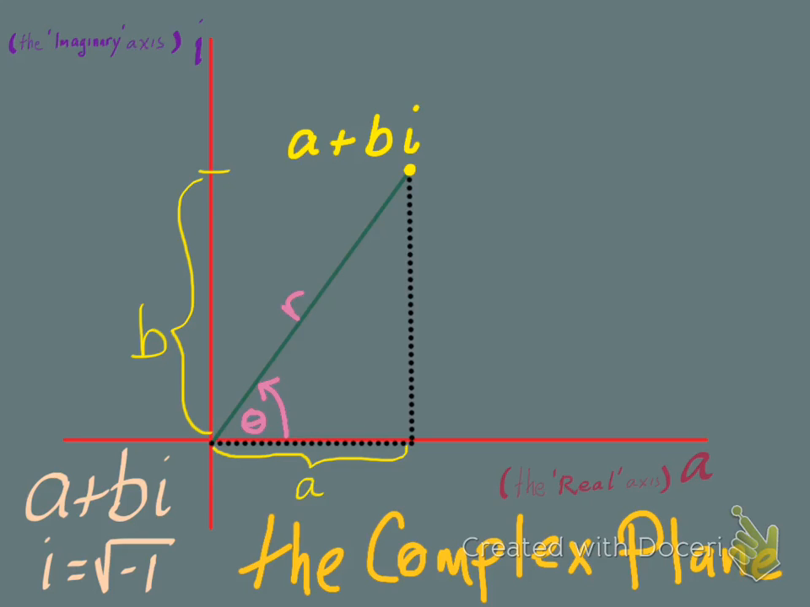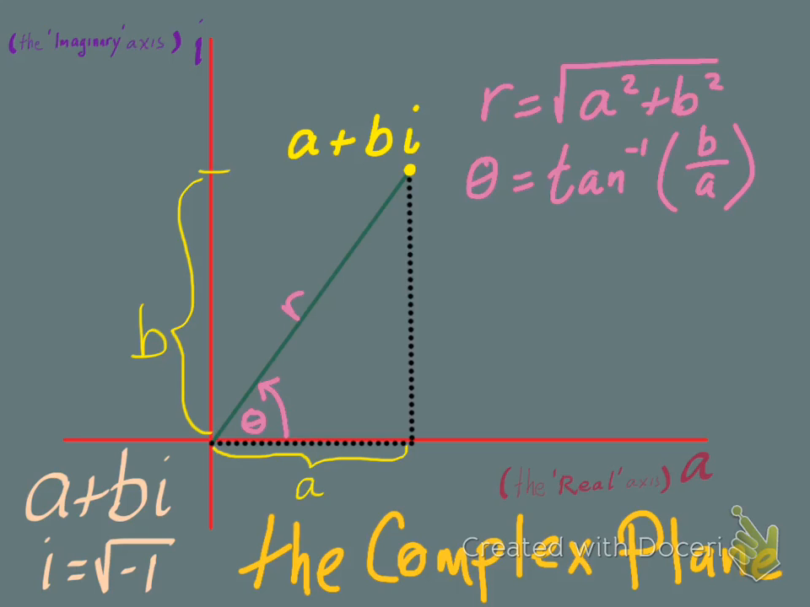It looks a little bit more gnarly with the imaginary i hanging around in all of this, but the actual math is identical to the real numbers. In other words, r is equal to the square root of a squared plus b squared, and theta is the inverse tangent of b over a.